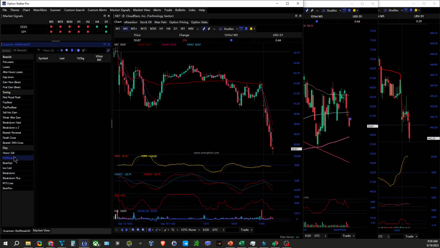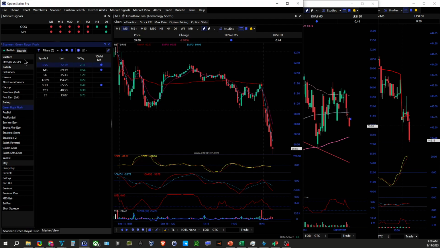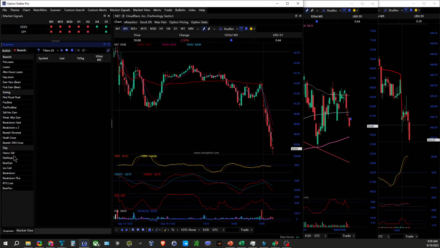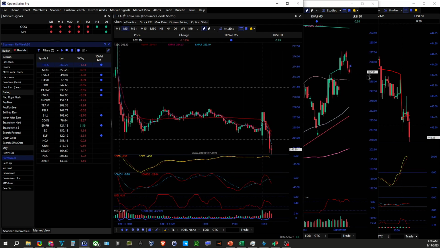Half the time I don't even look at these scanners. Before Pete came up with these red royal flush and green royal flush scanners, I always used relative strength 30 or relative weakness 30. As you can see, Tesla, decent. But what's the element that's missing here? Can you guess? It's the daily chart.